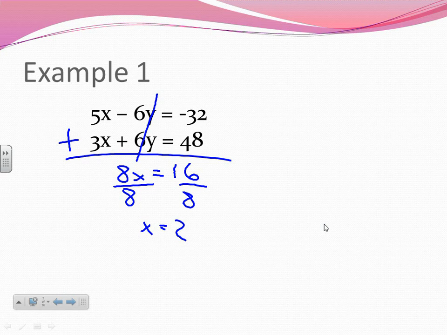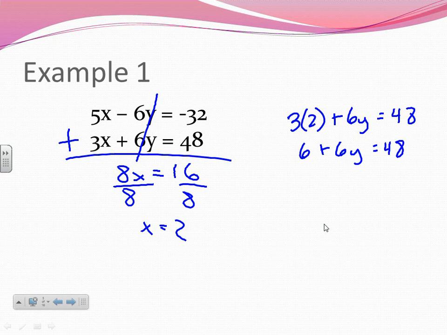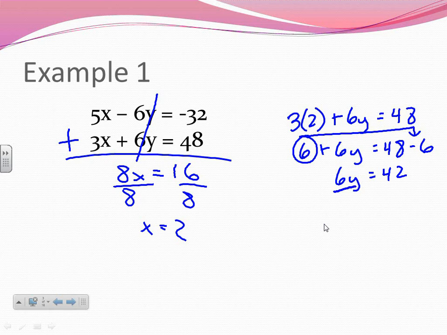So just to show you really quickly, if I plugged it back in, I'm going to use the second one. 3 times 2 plus 6y equals 48. So 6 plus 6y. And someone asked yesterday, can we stick all of this in our calculator? You can use the calculator to help you add, subtract, multiply, or divide, but you can't just stick the whole thing in your calculator because you actually have to do some rearranging and solving. So 6y equals 42. When you divide by 6, y would equal 7. So the point would be (2, 7).